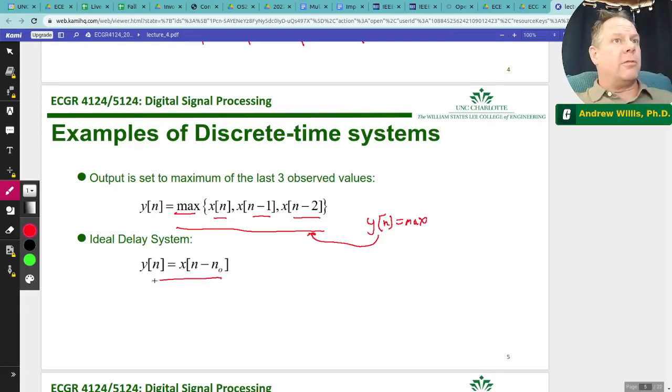Here's another system. This is the ideal delay system, and the output is just the input shifted in time. But in this case, it would be shifted to the right by n naught samples. But if n naught were in fact a negative number, then it would be shifted to the left by n naught samples.